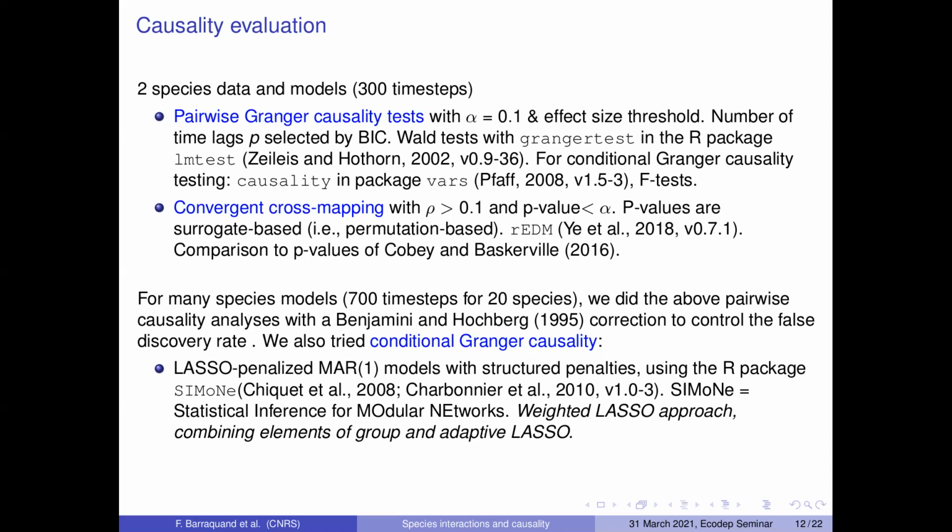And for the tests themselves, we used Wald tests for coefficients in the R package lmtest. We also used F tests for conditional Granger causality, and we compared these F tests to the Wald test, and they almost always say the same thing. For convergent cross mapping, we also use the same alpha levels, of course, and we produce p-values, and we use an effect size threshold. And the p-values are surrogate based.